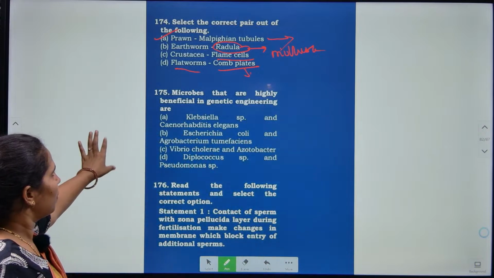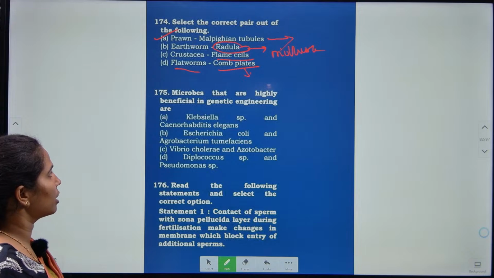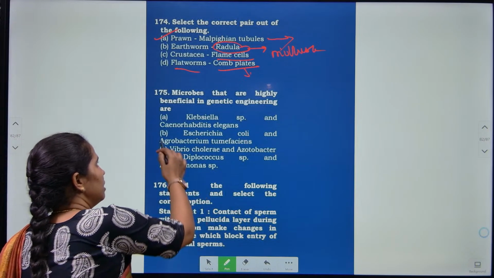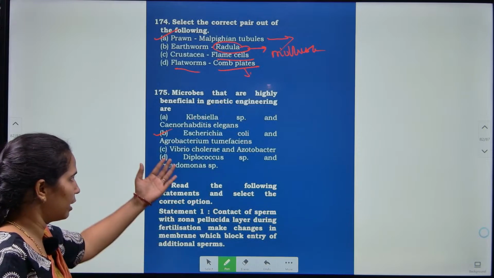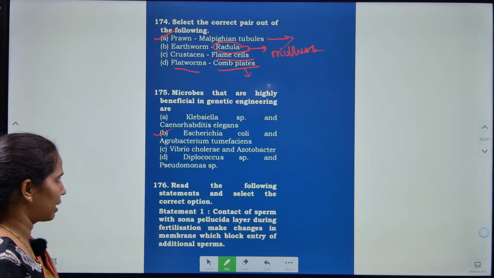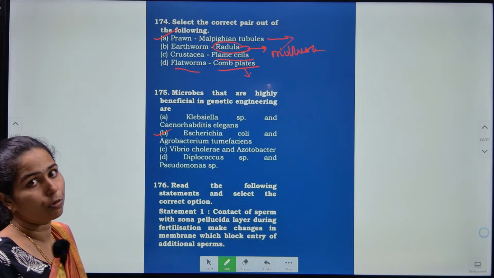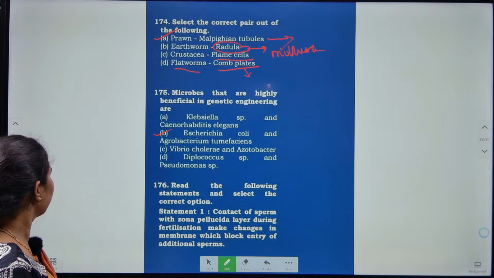Next question. Microbes that are highly beneficial in genetic engineering are, yes, these are the two organisms. One is E. coli as well as Agrobacterium tumefaciens. They are beneficial in the genetic engineering. They are going to be used as a plasmid too, okay.